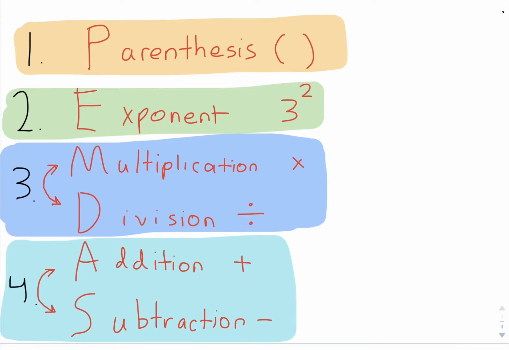After that, you move on to the second thing, which is exponents. After you've solved everything in parentheses, or there are no parentheses, then you look for numbers which have exponents, and you solve those next, before you do anything else.